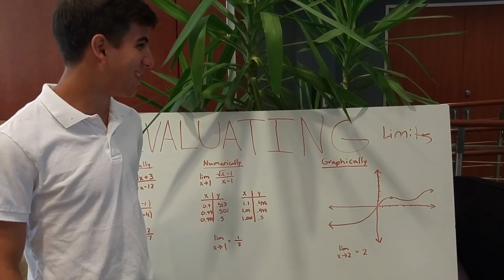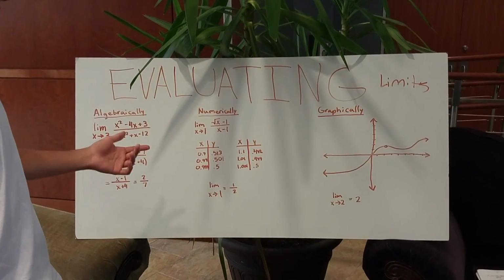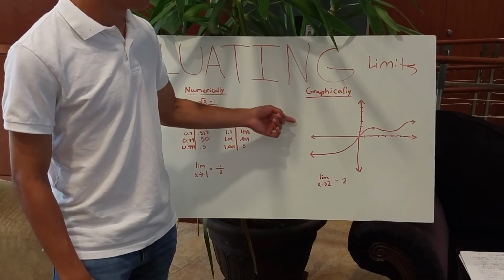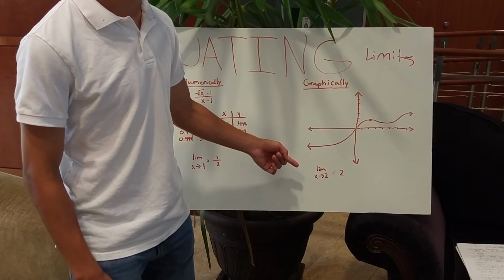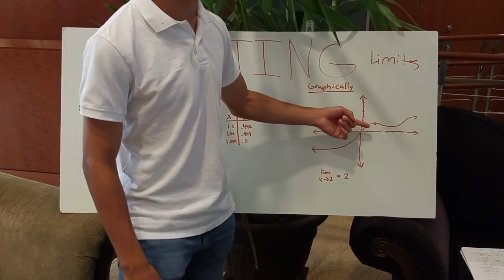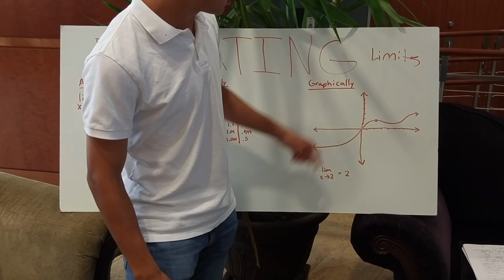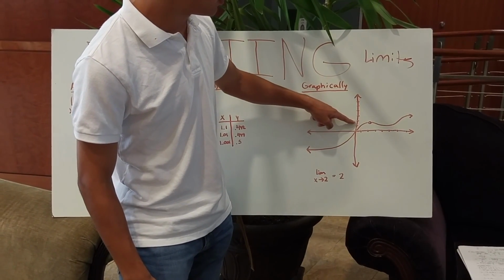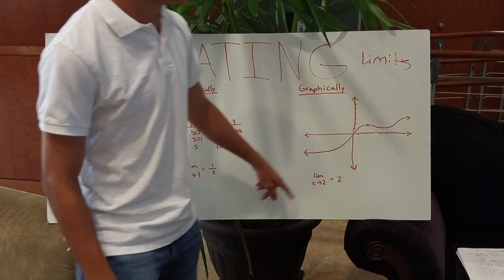I changed clothes again. There are 3 main ways of evaluating limits. The first is graphically. You have the graph of a function and you're trying to find the limit as x approaches 2, but the value doesn't exist. So if you look at the graph as it approaches 2 from the bottom and the top, you can see that it approaches y equals 2, which is the answer.